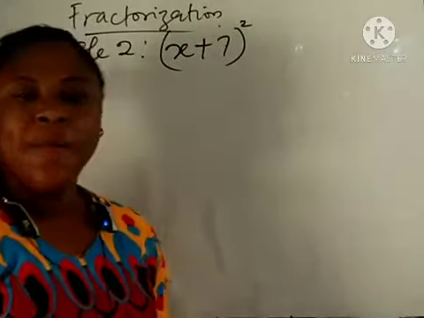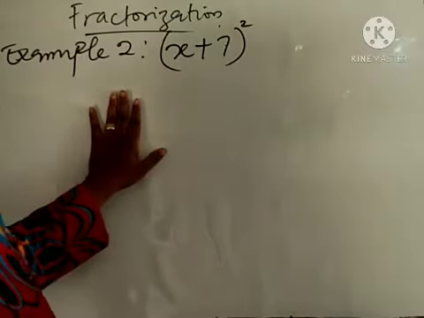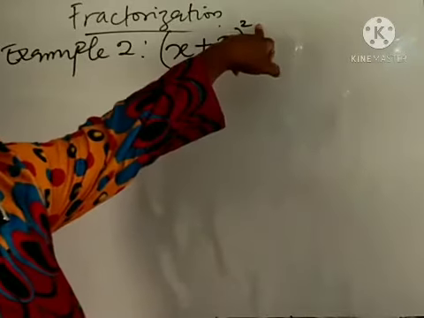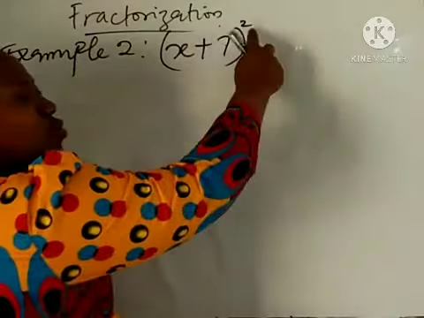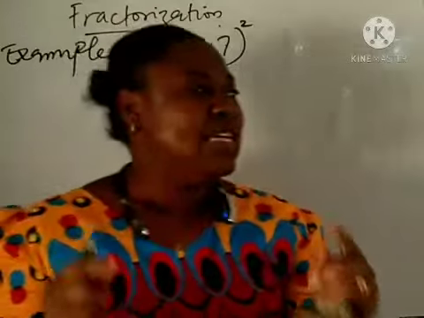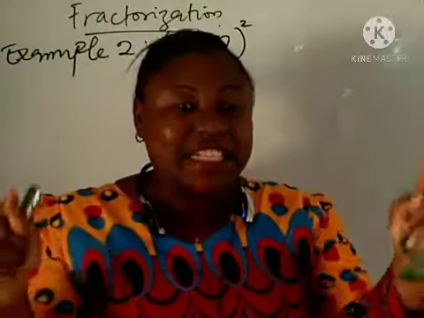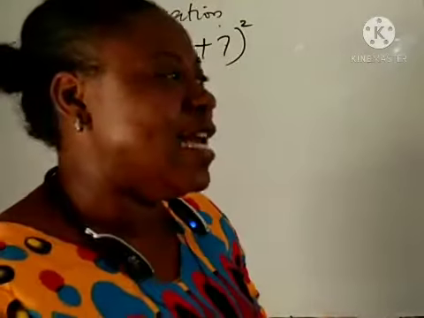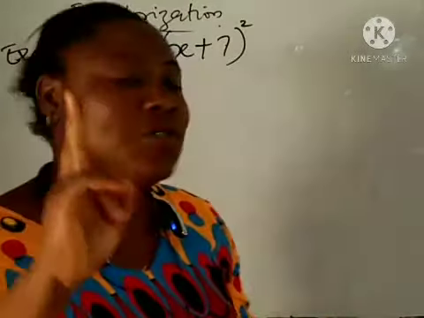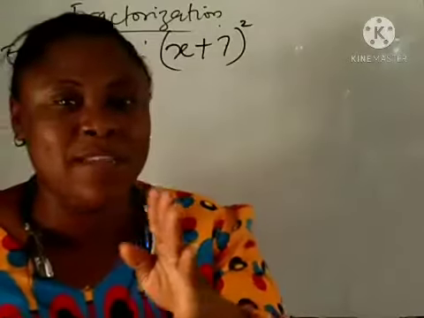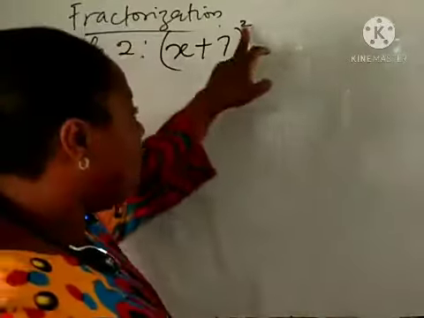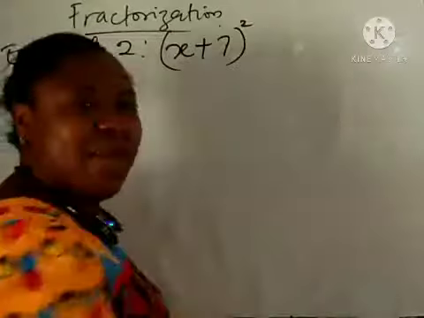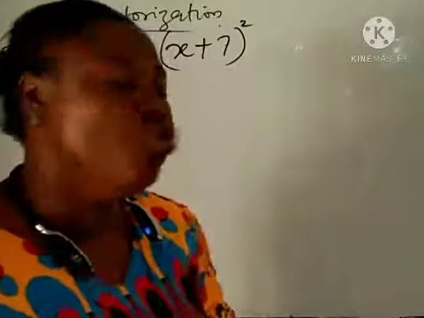So now we are moving to example 2. We have x plus 7 raised to power 2. When you say this power 2, what does it mean? It means that everything inside that bracket is appearing 2 times. Assuming it's power 3, it will appear 3 times. If it is power 4, it will appear 4 times. But we are having power 2, so that means it is appearing 2 times.